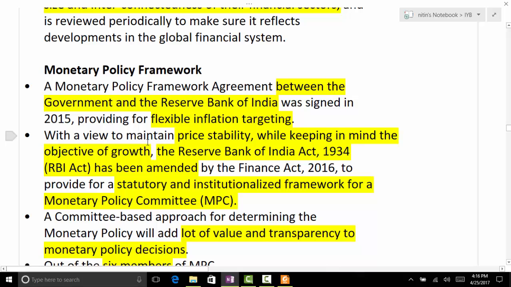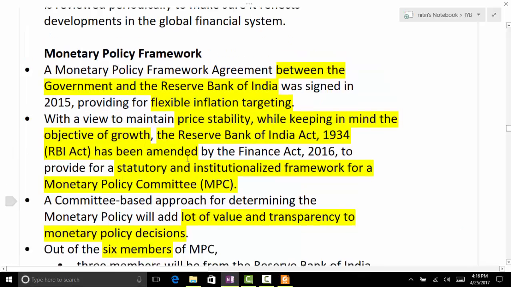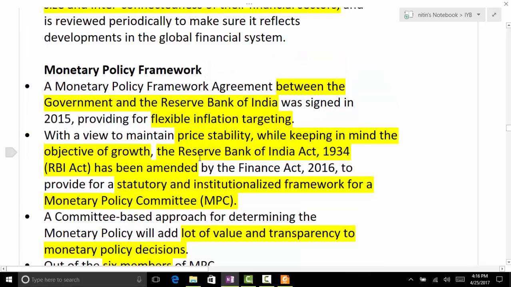Monetary policy framework, again the same thing between the government and RBI. So what does it do? Members of RBI as well as other members, specialist members, nominated members, professionals, will be selected by a select committee. It has been done by amending the RBI Act. So this Monetary Policy Committee is given statutory status.